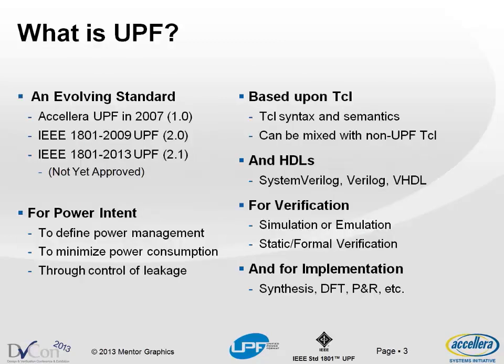So what is UPF? As I mentioned, it's an evolving standard. It first came out in 2007 with what was called the Accellera UPF standard. This is also referred to as UPF 1.0. And then in 2009, the IEEE version was developed. That's referred to as 2.0, and it includes essentially all of 1.0, so it's a superset. There is a new version that's been developed. It's been submitted to the IEEE for ratification, and that approval is expected to come next week on March 5th at the RevCom meeting. So it's imminent at this point.